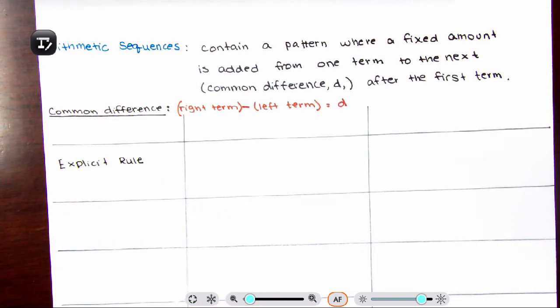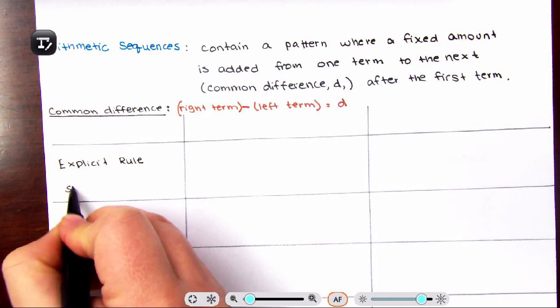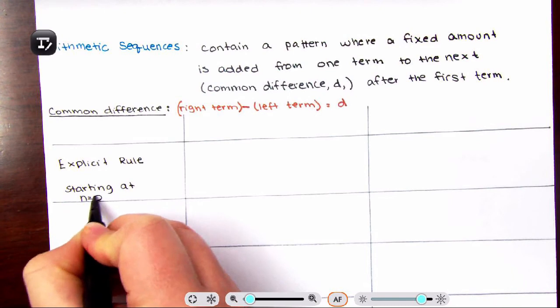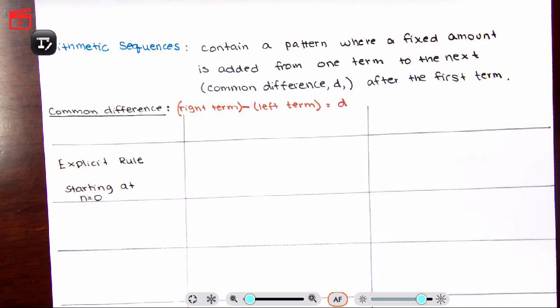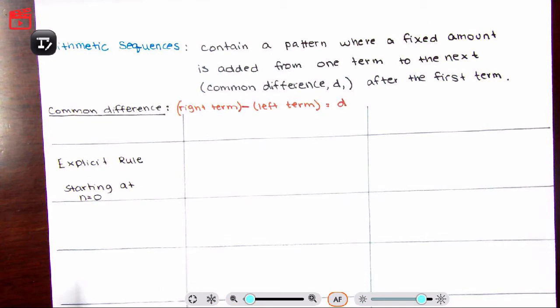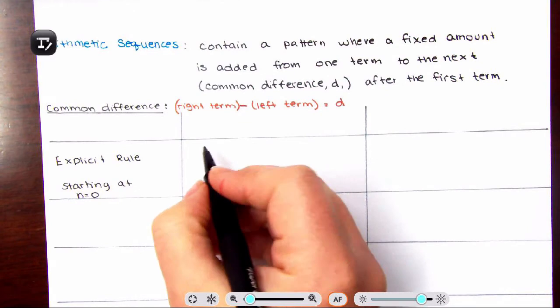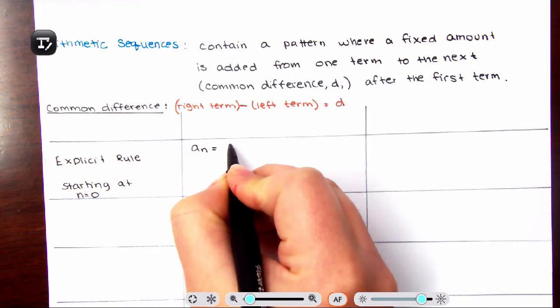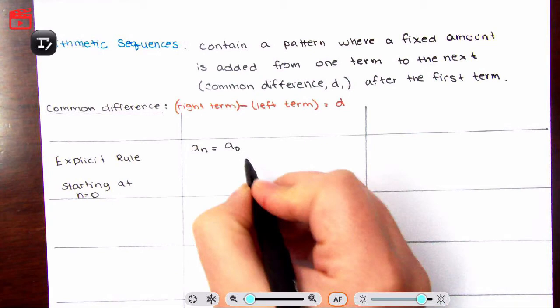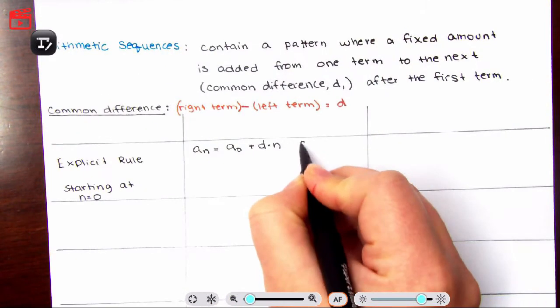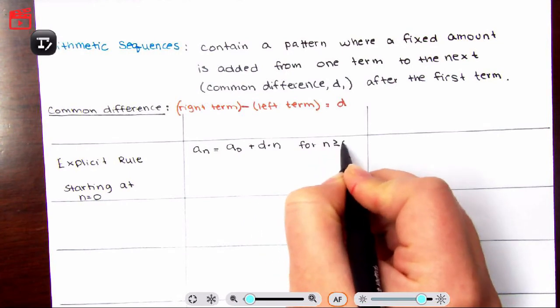Now, this explicit rule is going to be starting at 0. What n equals 0 means is the position number of your first term. And again, we'll do a quick example. So the explicit rule starting at 0, and I'm going to give you two forms. That's why I created two boxes here. So a sub n is equal to a sub 0, or a naught, plus d times n, for n greater than or equal to 0.